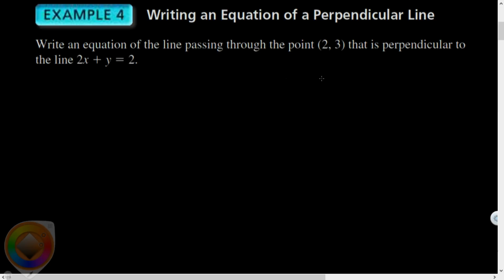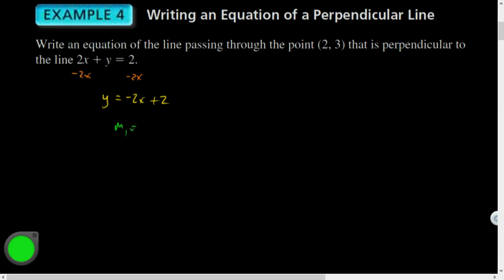So step 1, I'm going to find the slope of the line given to me, which, in order to do that, it's usually convenient to write it in slope-intercept form or point-slope form. There we go. So now that it's solved for y, what, my friends, is the slope?